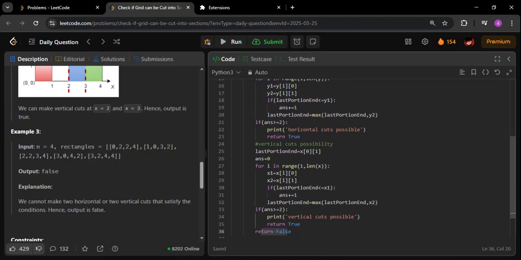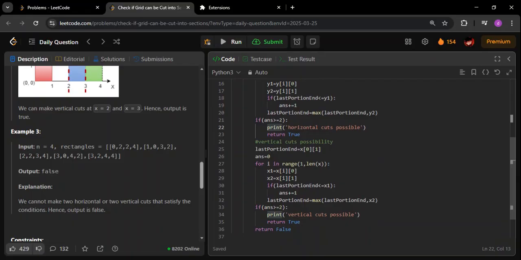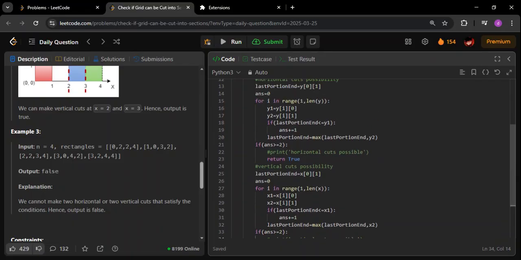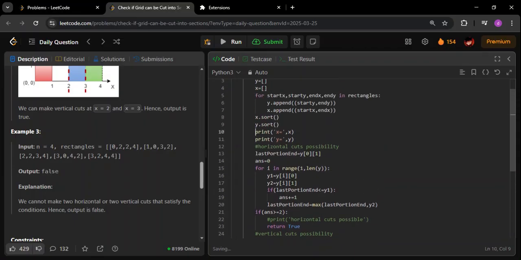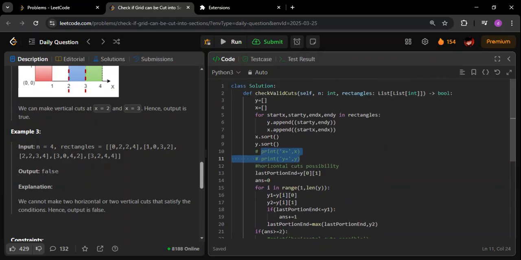I've tried my best to explain, and while you are submitting, just comment out this portion. Let me do it right away. Let me just comment it out. When you are submitting, the print statements should always be removed. The idea here is that they will take some space, and you will have to compromise on the time also if you are not commenting out all the print statements.